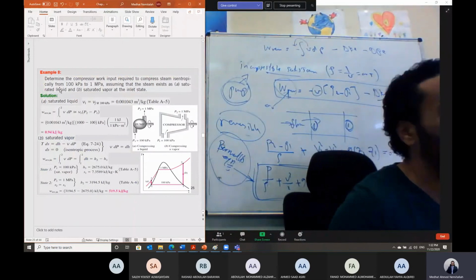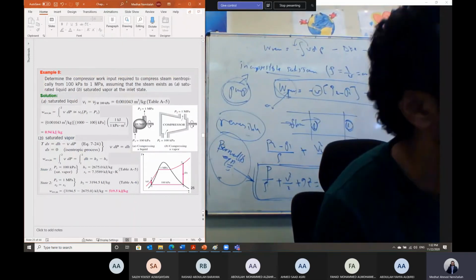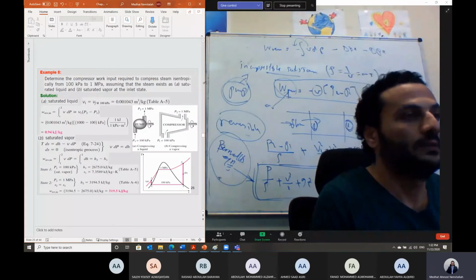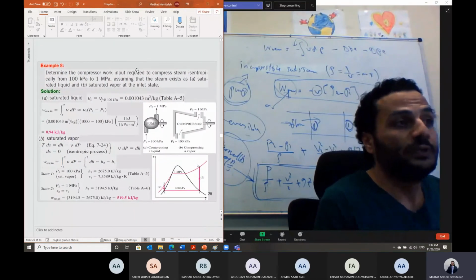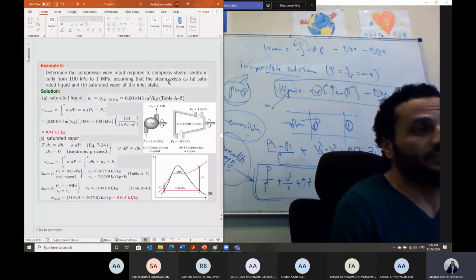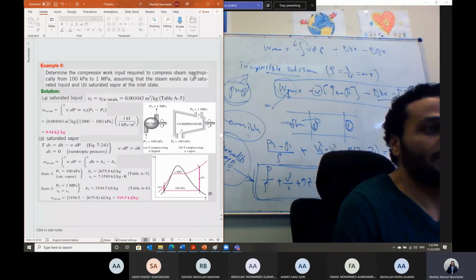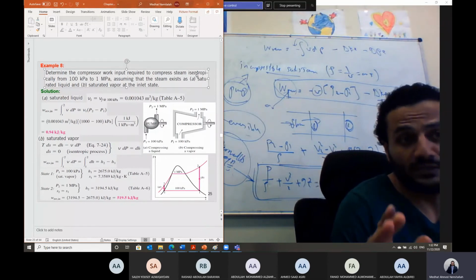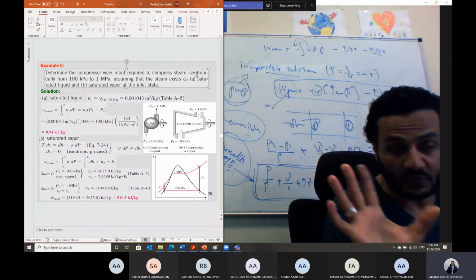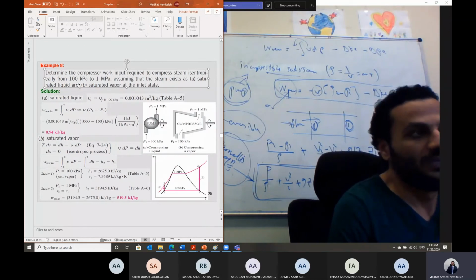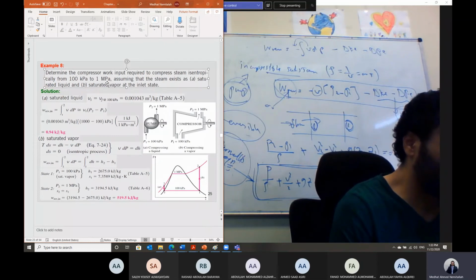So here is this example. Determine the compressor input work required to drive a compressor. This compressor is handling steam in this case. This steam is compressed first of all isentropically. Isentropic means the work is reversible work. We don't have any kind of losses. From pressure 100 kilopascal to pressure equal to 1 megapascal.